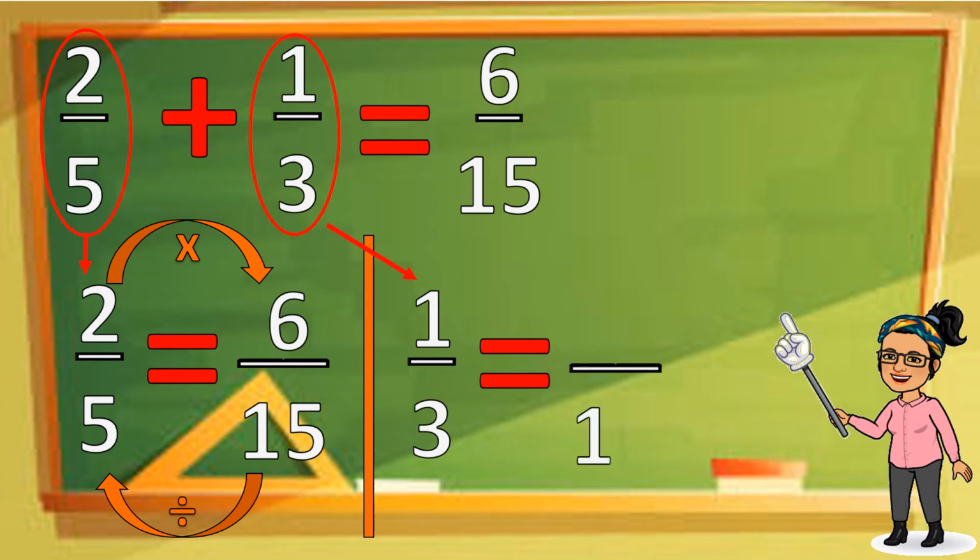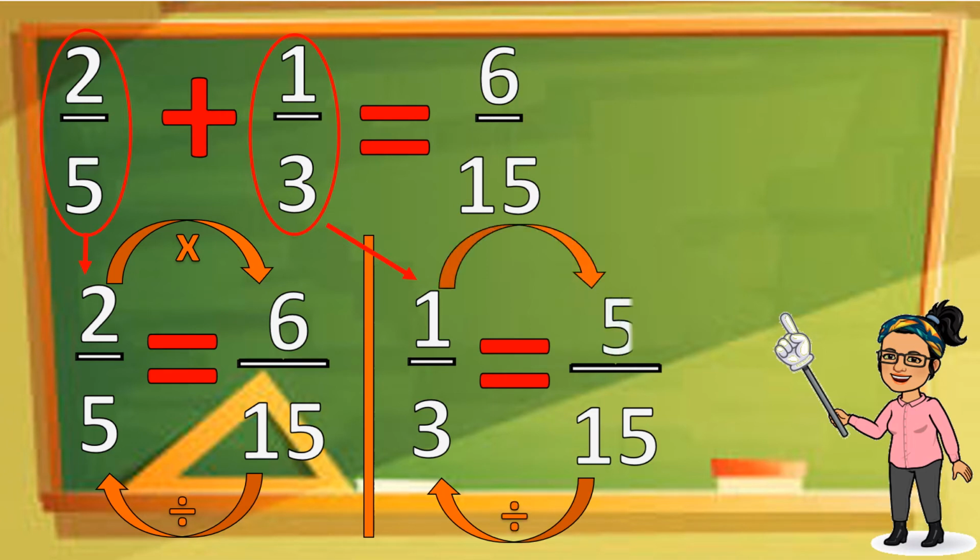Okay, we now do 1/3. So again, we change the denominator to 15. And then we just divide 15 by 3, we get 5. And then 5 times 1 is equal to 5. So we change 1/3 to 5 over 15.